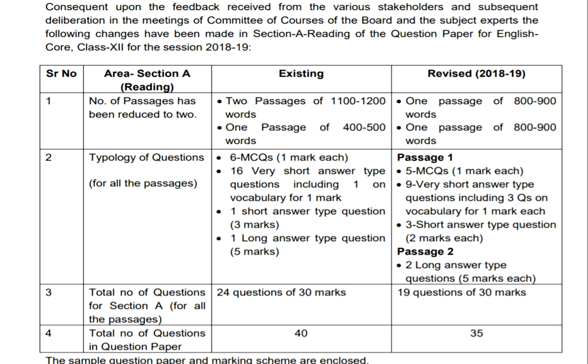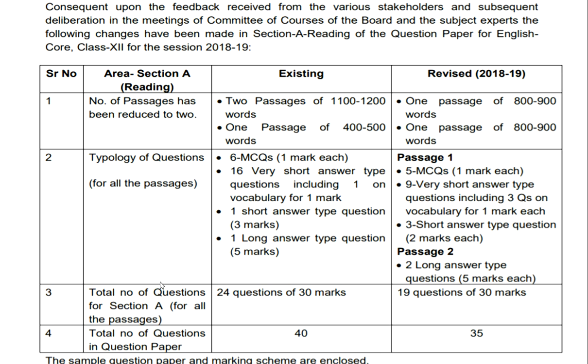You can see over here that the area of the change is Section A reading, where the number of passages has been reduced to 2. Earlier you had 2 passages of 1100 to 1200 words and one passage of 400 to 500 words, and they have now been reduced. Now the revised syllabus is basically both passages of 800 to 900 words. Sorry. So what is a very big relief for you is that your paper has now become a bit shorter. It is not now much lengthy.